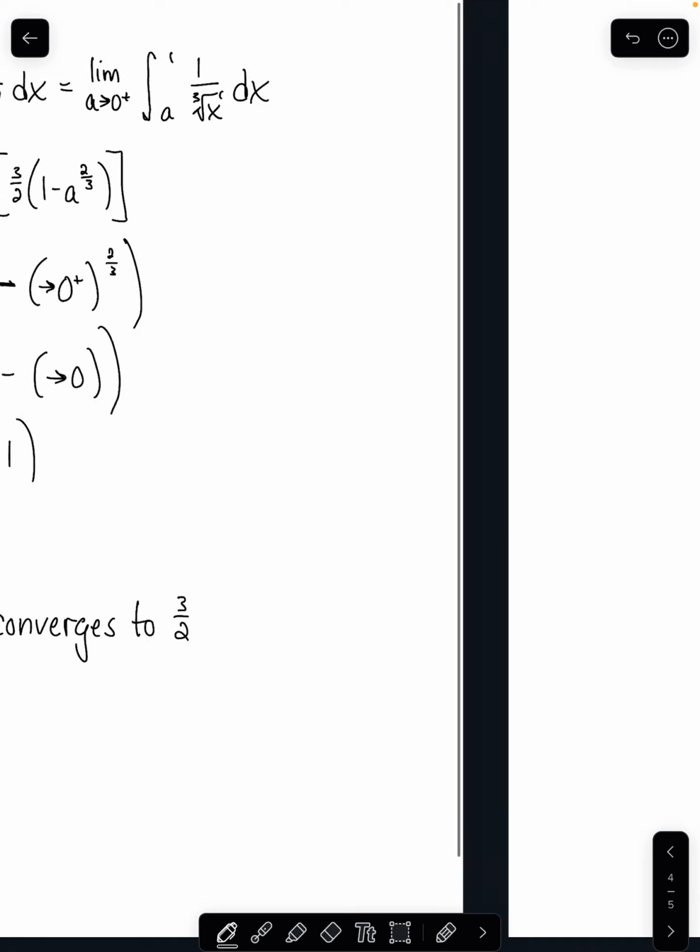Let us consider another example. In this case, we are going to look at an example of an interval where the infinite discontinuity is on the interior of the interval. The integral from -1 to 2 of 1 over x cubed dx.